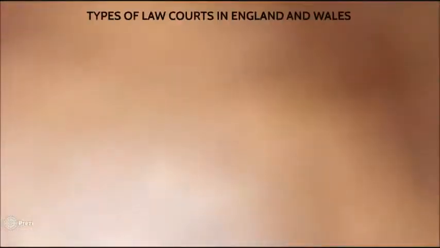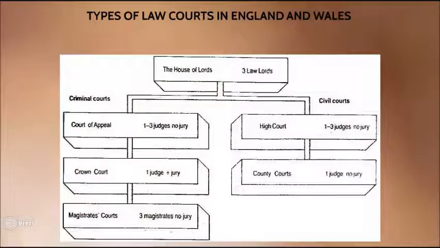The types of law courts in England and Wales for handling criminal cases are as follows. The Magistrates' Court handles minor offences, presided over by unpaid lay magistrates or justices of the peace, who have no formal qualification but are respected people with integrity. In each magistrates' court there are 3 magistrates with no jury. Magistrates hear and decide the minor crimes or cases themselves.